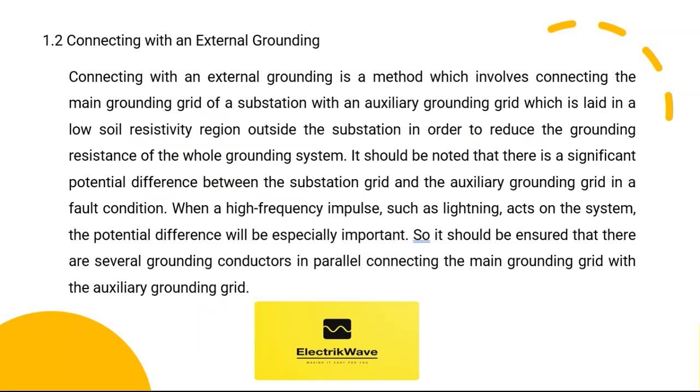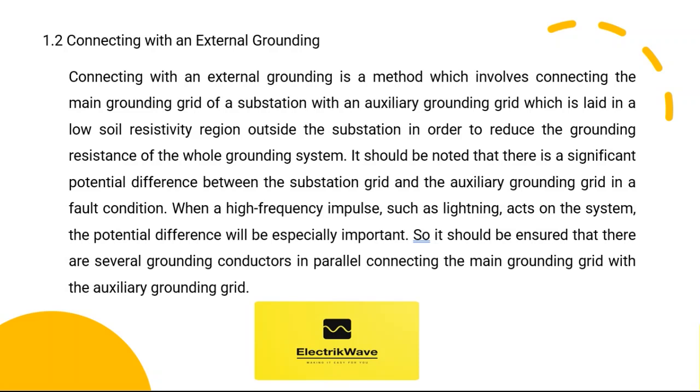Let's see technique 1.2. Connecting with an external grounding. Connecting with an external grounding is a method which involves connecting the main grounding grid of a substation with an auxiliary grounding grid, which is laid in a low soil resistivity region outside the substation, in order to reduce the grounding resistance of the whole grounding system.